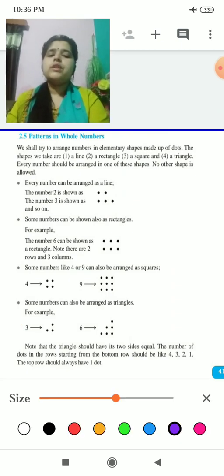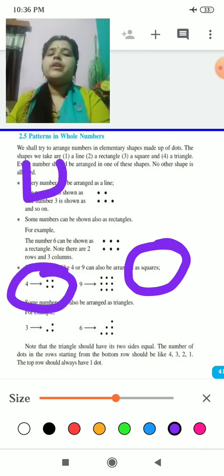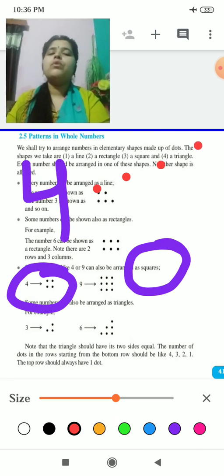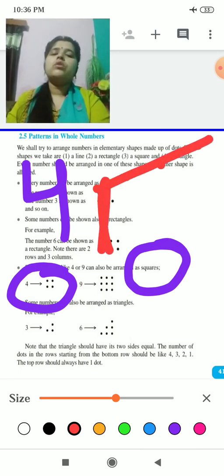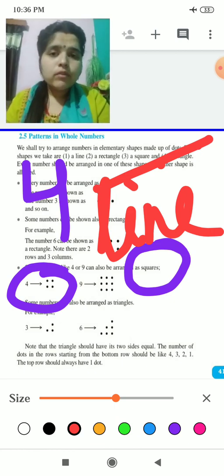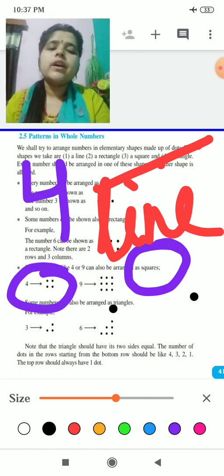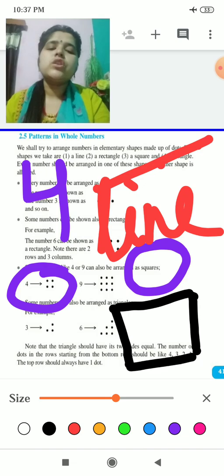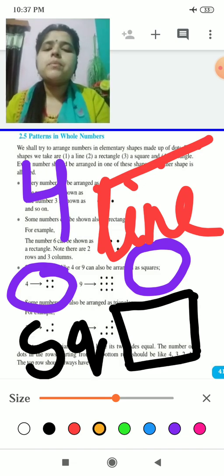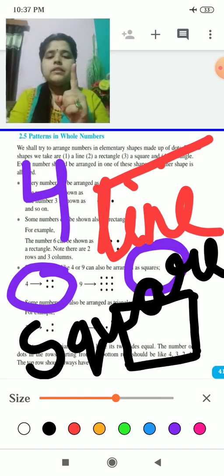Now we are going to see the shape of a square. We have 4 here. How to represent 4? 1, 2, 3, 4. This is the shape of a 4. So 4 can have the elementary shape of a line. But now I want a different shape. So I am arranging one dot here, another here, another here, another here. Now I am joining the dots, and I get the shape of a square. Which shape is this? This is the shape of a square. 4 has the shape of a line, and 4 has the shape of a square.